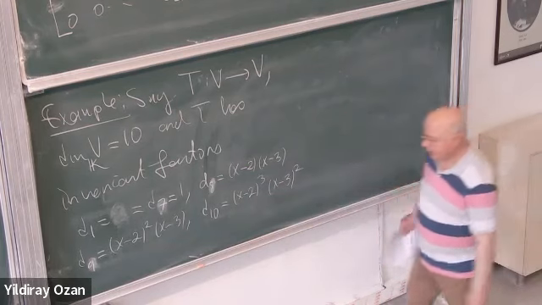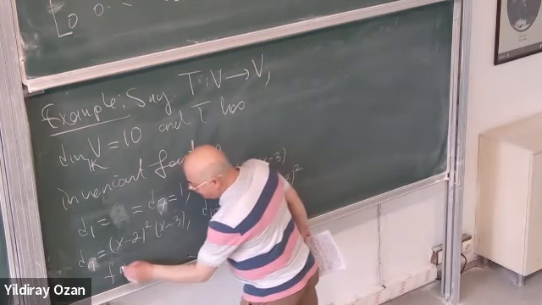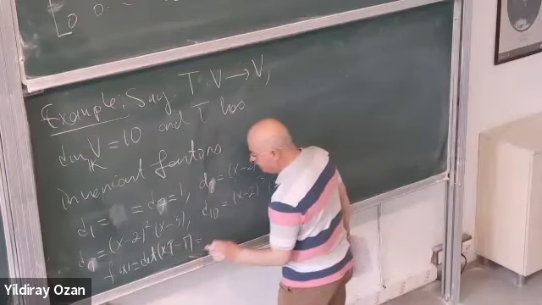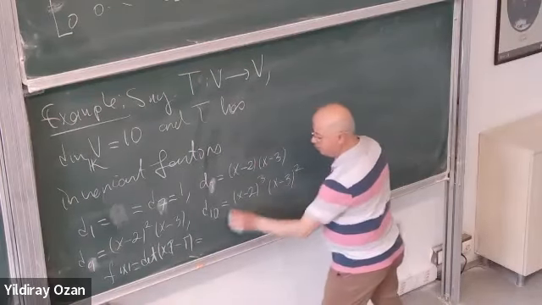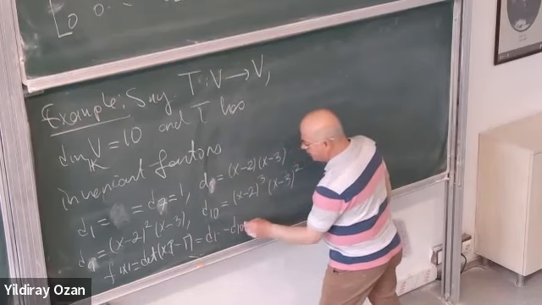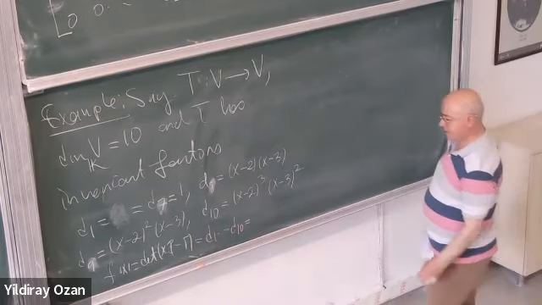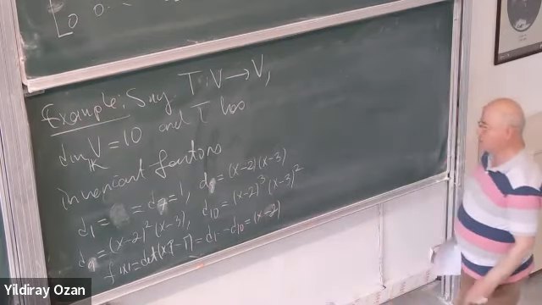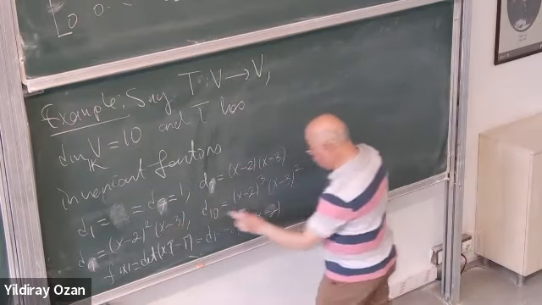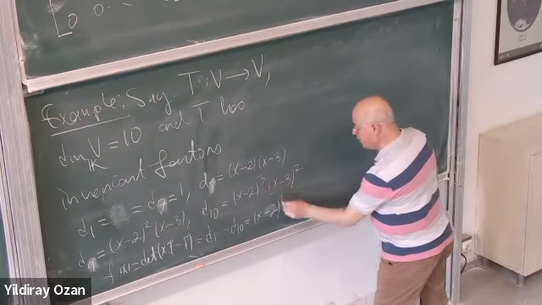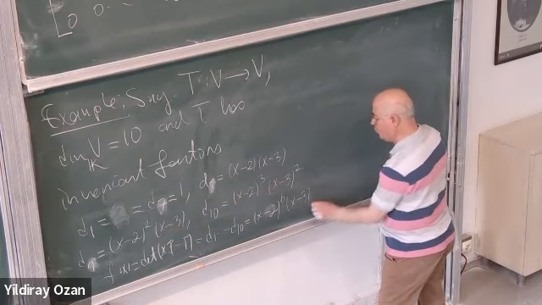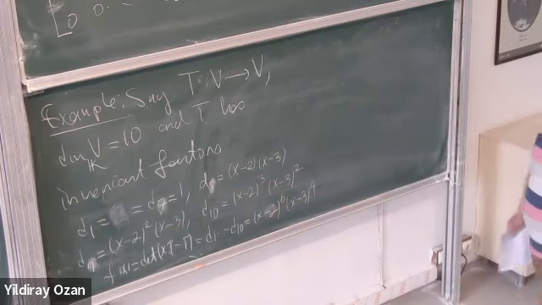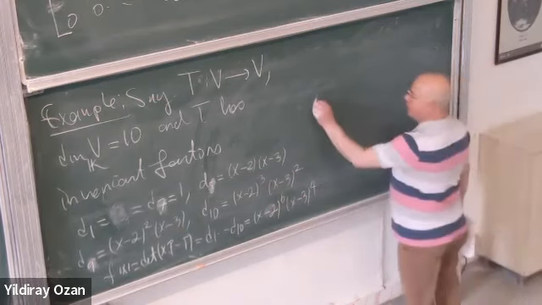Hepsinin çarpımı karakteristik polinomialdir. So f of x, the characteristic polynomial, determinant of x minus identity minus t, is the product of all these terms, and that is what? X minus 2 to the 6, bu da x eksi 3'ün 4. Değil mi? Evet.